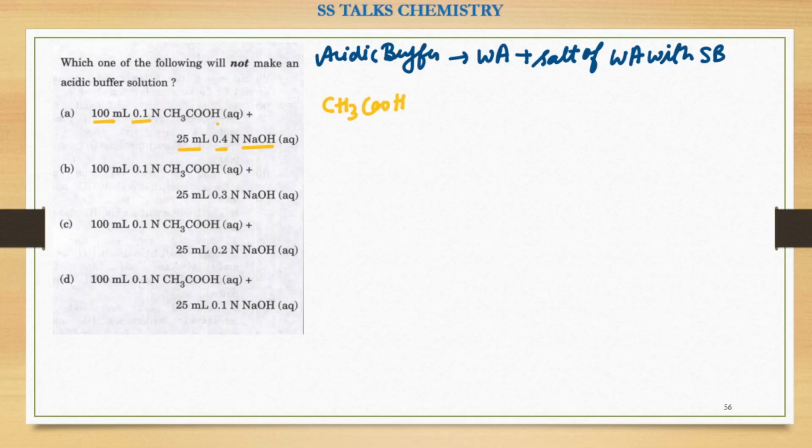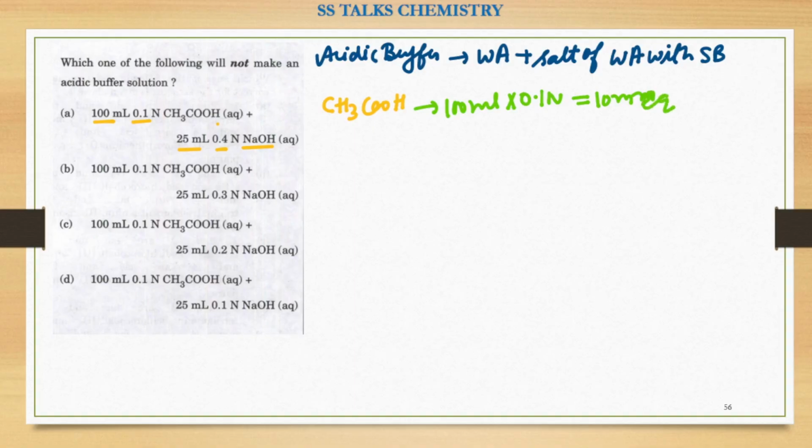Its amount is given to us as 100 ml and 0.1 normal. That means how many millimoles? 10 millimoles we are having. Instead of normality you can say molarity, because for acetic acid the normality and molarity n-factor will be the same. So 10 millimoles or 10 milliequivalents we are having.